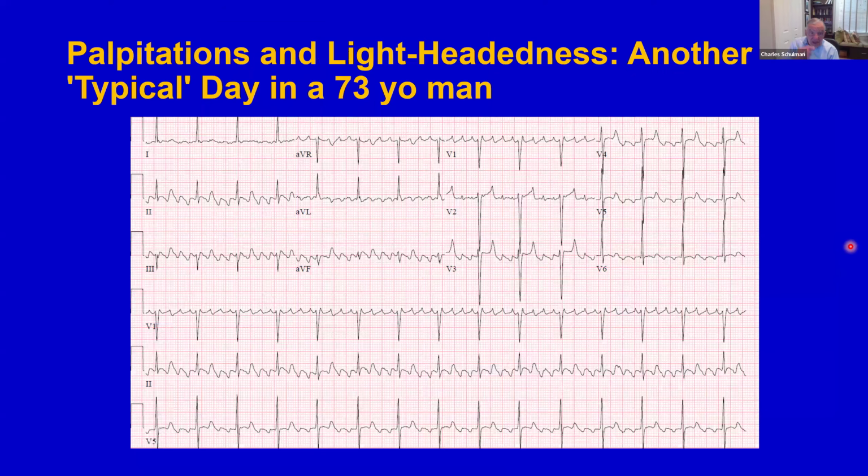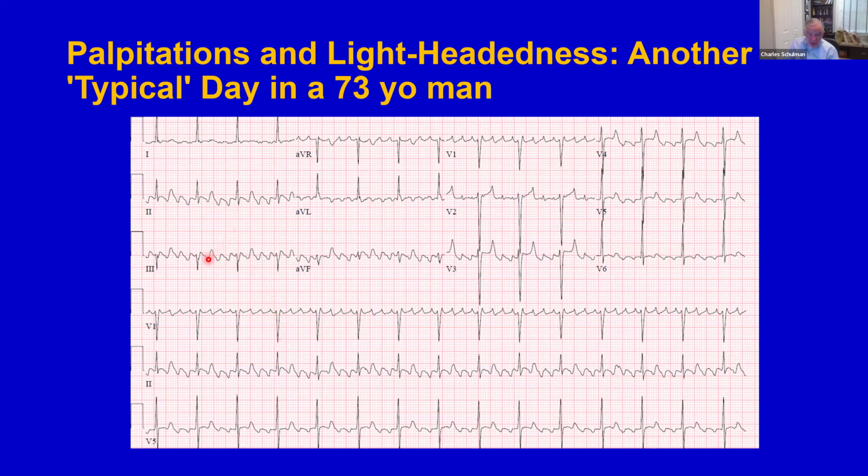Now, here is a 73-year-old man who complained of palpitations and lightheadedness. And this is a regular, narrow complex tachycardia. And does it have P waves? The answer is yes. You can see them here in V1. There are probably 4 of them for every QRS, so there's a 4-to-1 AV conduction.